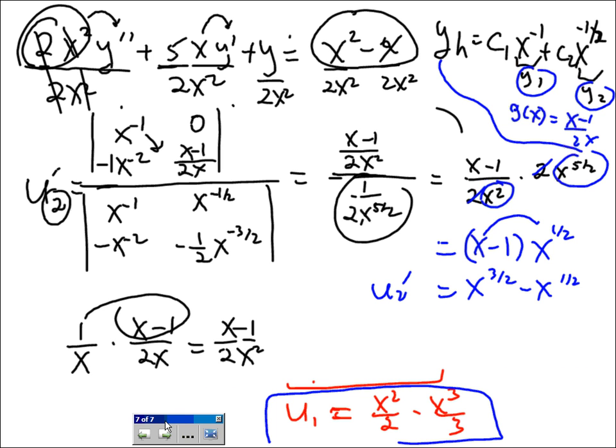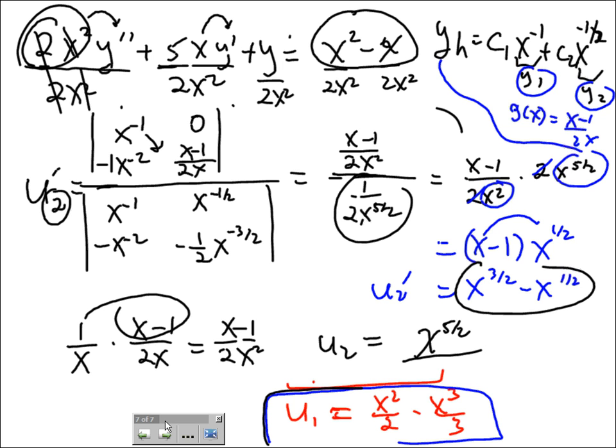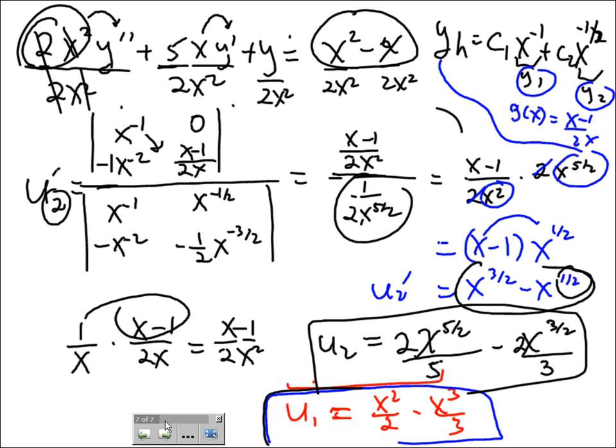Well, that's what u2 prime is. Now we luck out, because u2 prime is going to be right over u1. I integrate the right hand side. The integral of x to the 3 halves is x to the 5 halves divided by 5 over 2, minus x to the 1 half: you add 1 to that power, you get 3 halves, then you divide by 3 over 2. And now we have u sub 2. Now we can write down the solution.